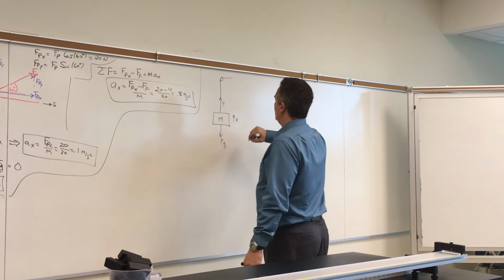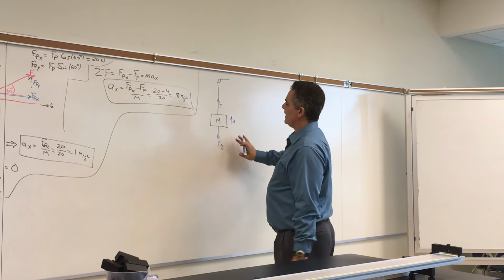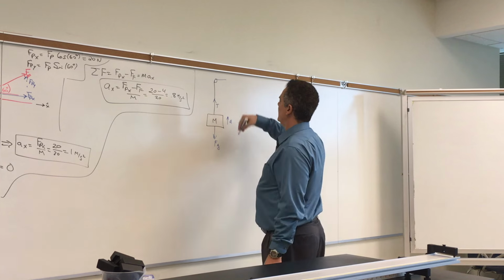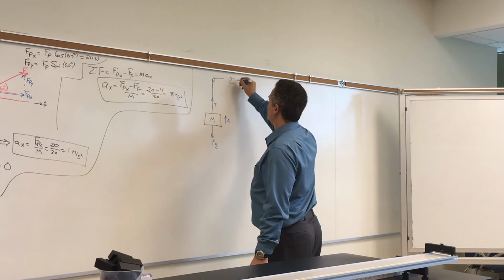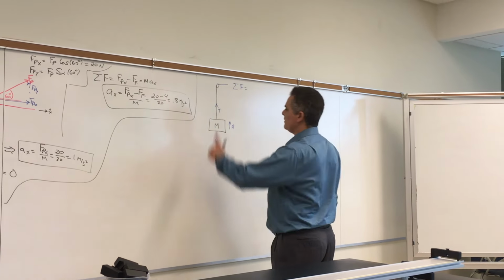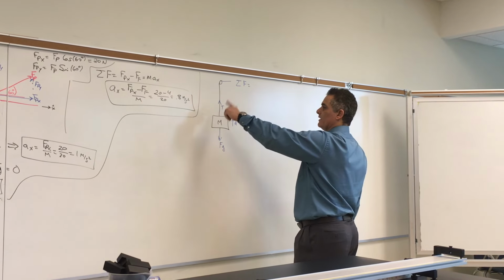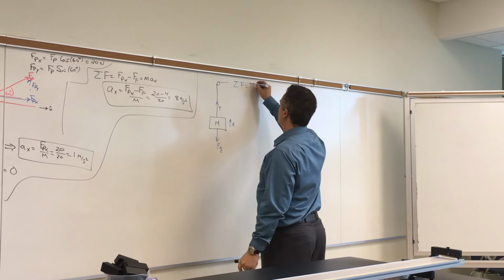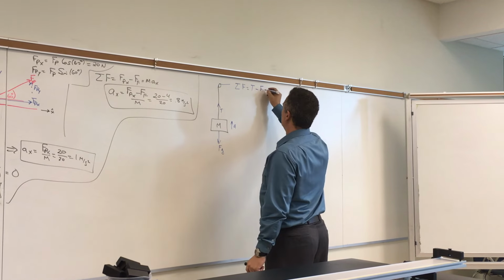So now we did the free body diagram. We're good. Now we say sum of forces. In this case, the sum of forces is what? We assume this is positive, right? So we're going to have a tension force minus the force of gravity.